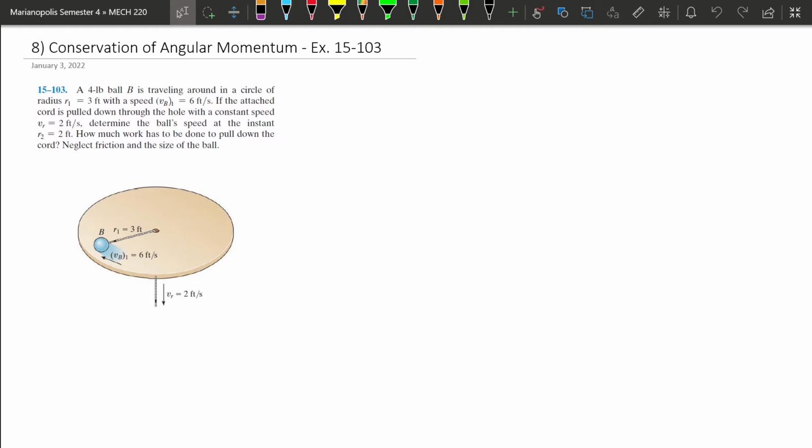Today we'll be covering conservation of angular momentum. Last time we did conservation of linear momentum, and this time it's angular momentum. So let's get started with the problem.